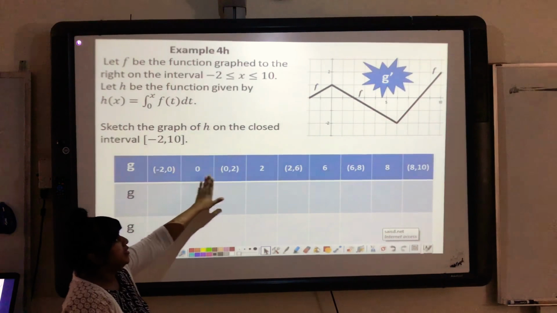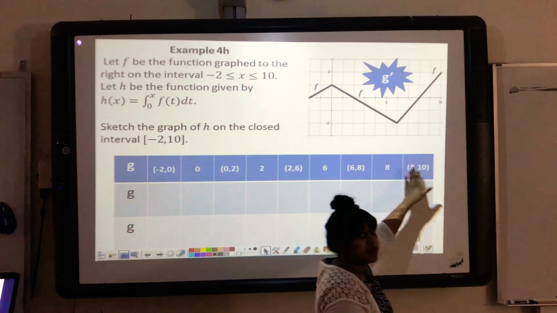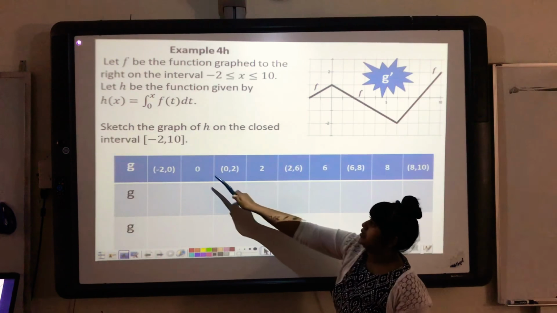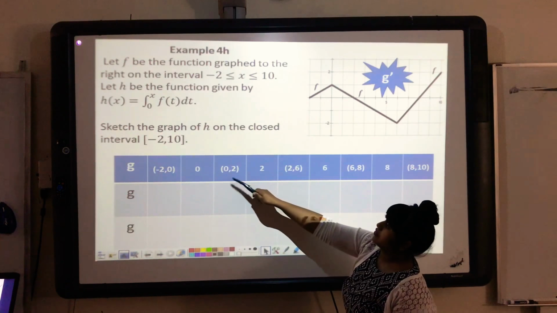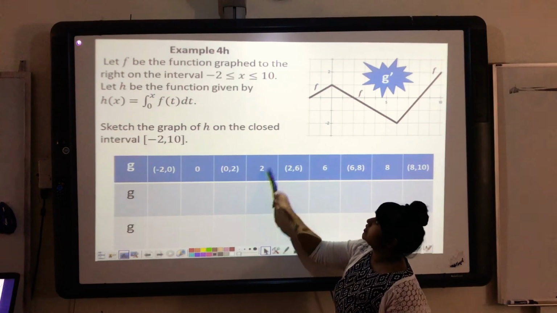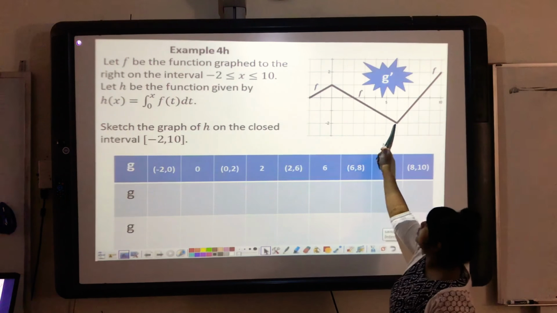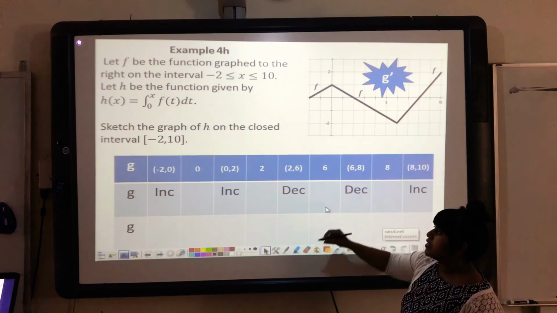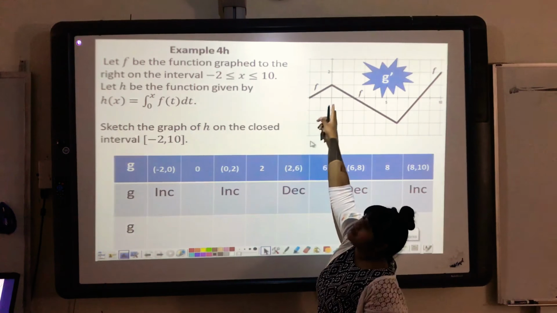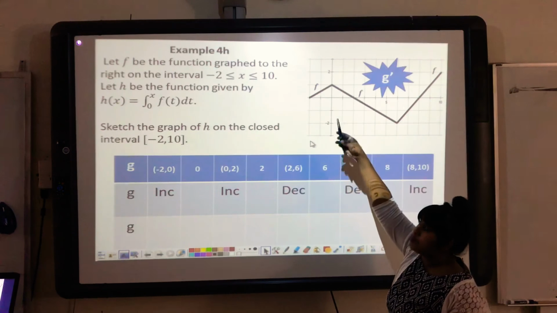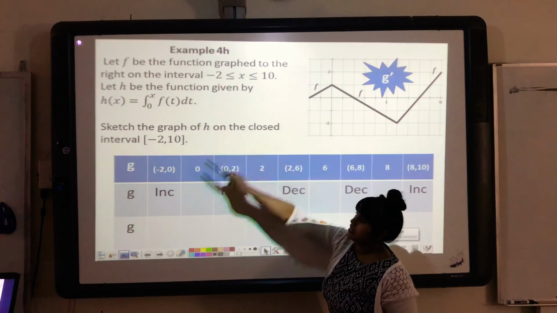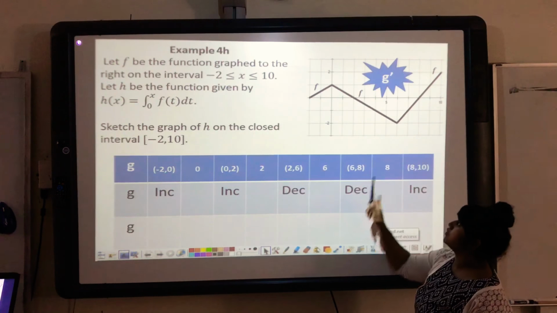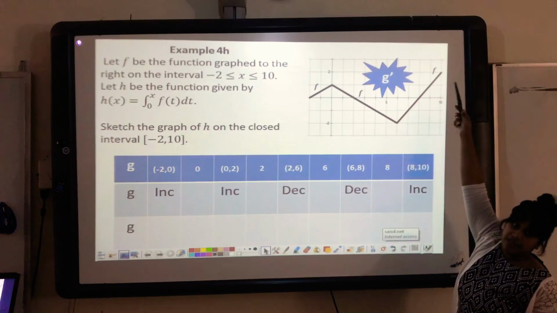Here would be the x-intercepts, intervals, and important parts. From negative 2 to 0, and then 0 to 2, and then something's happening here. From 2 to 6, 6 to 8, 8 to 10. So let's address that. From negative 2 to 0, let's start with increasing, decreasing. It's pretty easy. This is above the x-axis, so it must be increasing. Above the x-axis, increasing. Below the x-axis, decreasing, decreasing, and finally increasing.